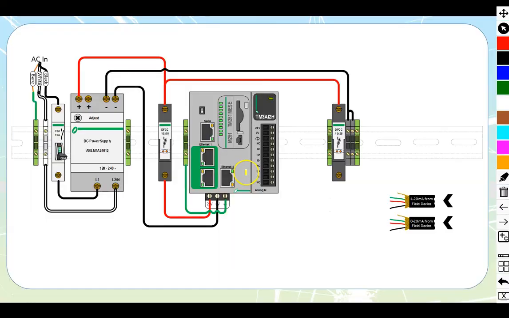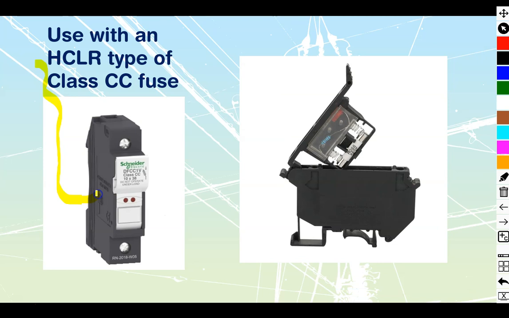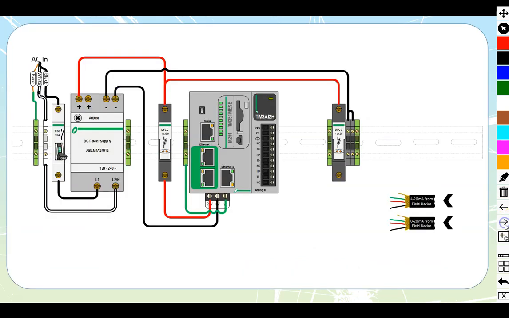Zooming back out over here, let's examine my AC path. We see that we have AC being brought in through a DIN rail mounted circuit breaker. We've got AC being brought in through my DIN rail breaker into a 24 volt DC power supply.